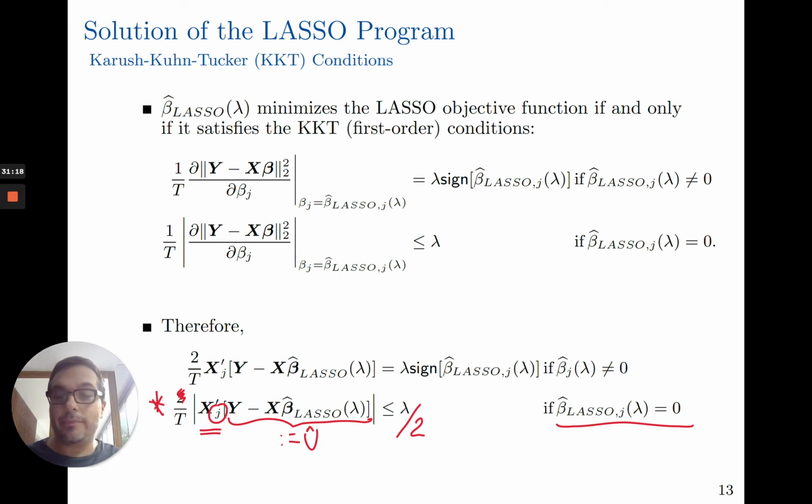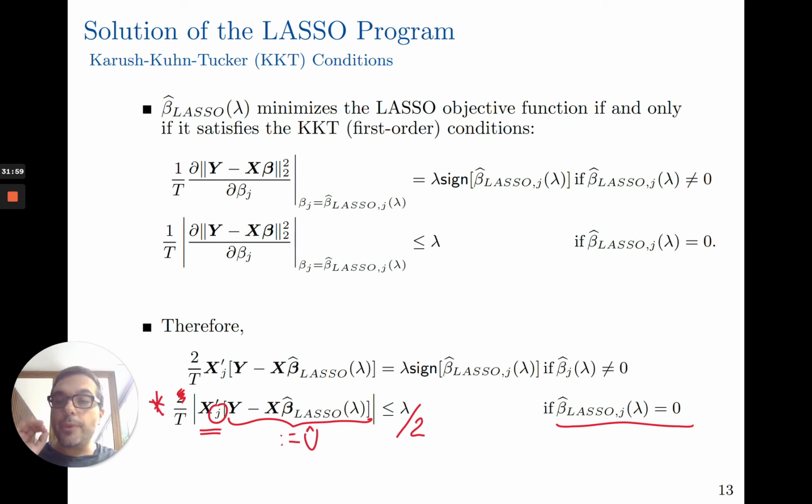So what this quantity means, this is kind of a sample estimator of the covariance between one of the covariates and the residual term. So whenever this covariance is below a certain threshold that is determined by lambda, the coefficient will be equal to 0. If this covariance is larger than this threshold, then we are going to have non-zero coefficients.